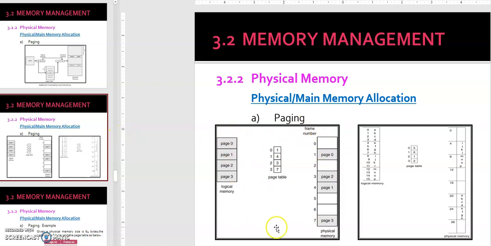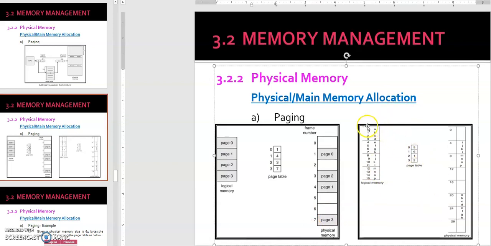So how do we read this diagram? When the operating system says, go and get me page 0 from the physical memory, the operating system will bring page 0 to the page table and refer. Where is page 0 inside physical memory? Page 0 is inside frame number 1, which is this one. Now the CPU says, go and get me the contents of page 3. The operating system will take page 3 and refer to the page table. Oh, it's inside frame number 7.